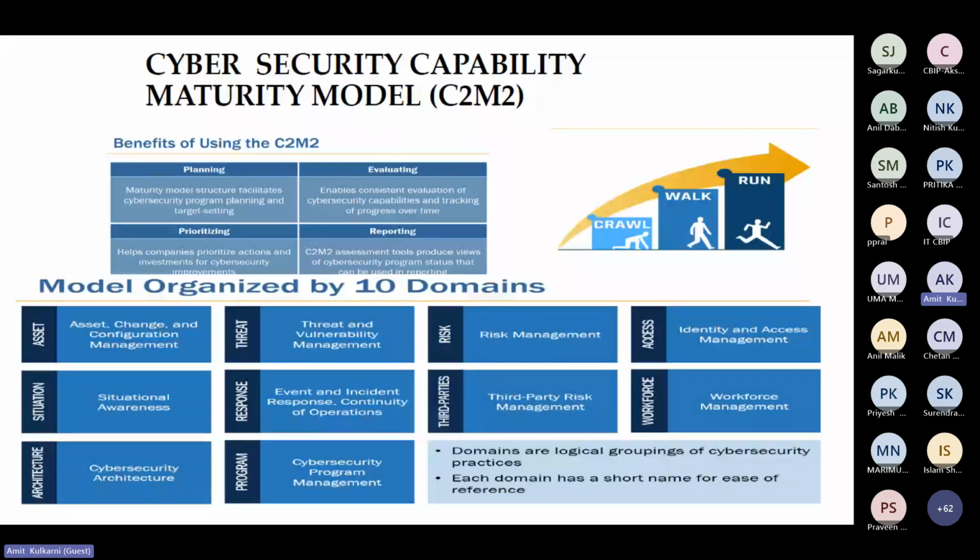So in short, we should start going from the process of crawling, walking to running, instead of just going to the run mode where we are bound to fail. Then there are different domains. This C2M2 model, that is cybersecurity capability maturity model, which all the organizations and utilities should focus on, has domains specified, like what are the assets, what changes are going to happen, what configuration system we have, how to manage it, what are the situations which can arise, and how better situational awareness we can have if the current one is not adequate.